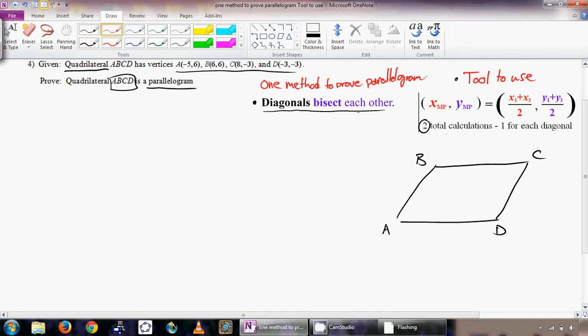And we need to show that our diagonals, which happen to be AC in this diagram and BD, have the same midpoint, right? So we're going to show that those diagonals share a midpoint, and when we do that, we've shown that they bisect each other. And when we've shown that, we've proved it's a parallelogram. So I know what to do.